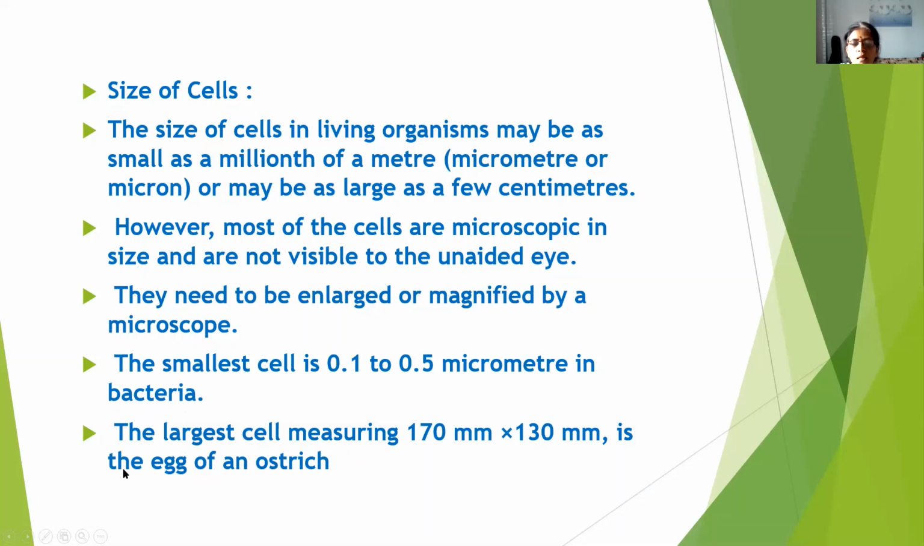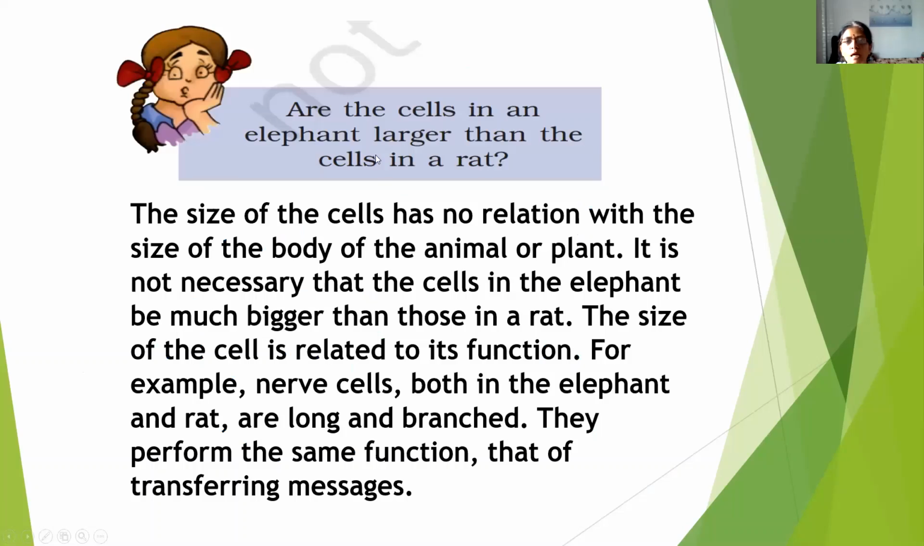Which is the largest cell? Largest cell is the ostrich egg. Its size is 170 millimeter by 130 millimeter. So smallest cell is bacteria. Largest cell is ostrich egg. And now, are the cells in an elephant larger than the cells in a rat? Just now we have learned the size of the cell is in no way related to the size of the body of an organism. So it is not necessary that cells in an elephant are much bigger than those in a rat. The size of the cell is related to its function.